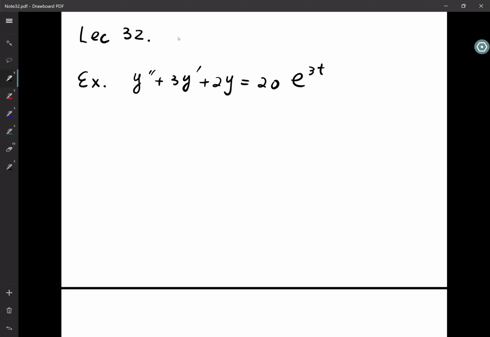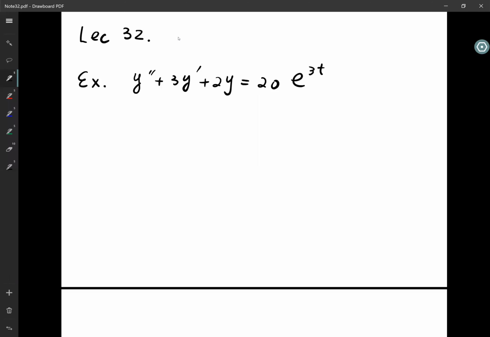the auxiliary equation, and we find the two roots. We get the two solutions, y1 and y2. If the two roots are different, then we can get it automatically, just exponential r1t, exponential r2t. If the two roots are the same, then some care must be taken, especially we need to multiply t in front of exponential r1t to get a second linearly independent solution. Now we want to deal with the inhomogeneous equation. Therefore, we need to find a particular solution.